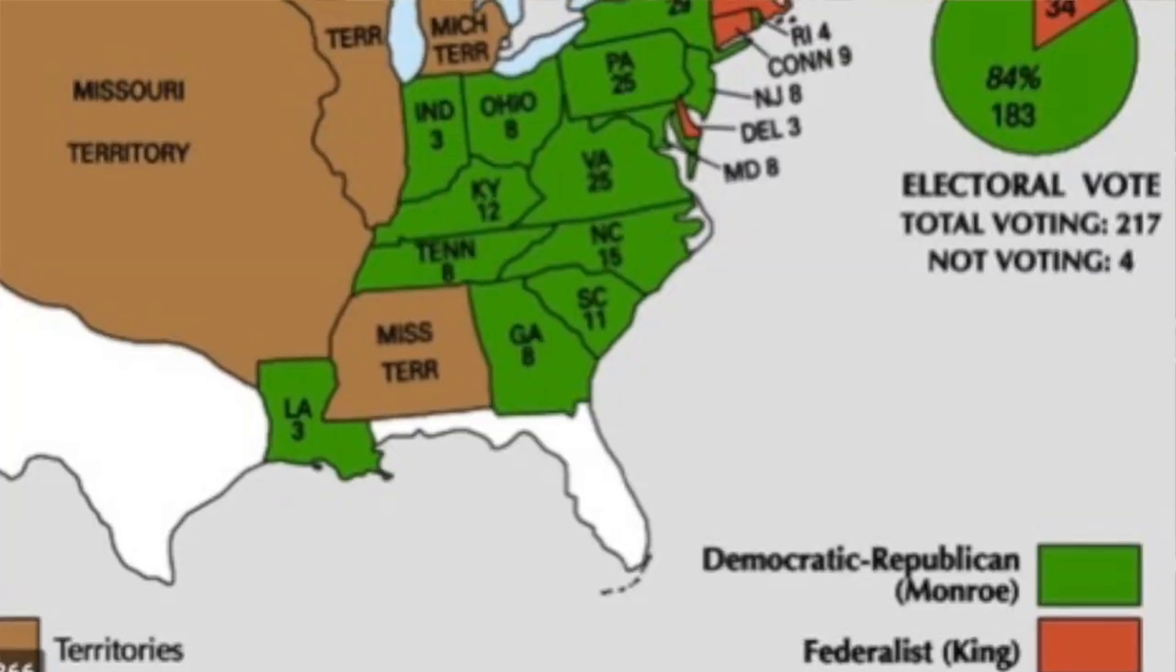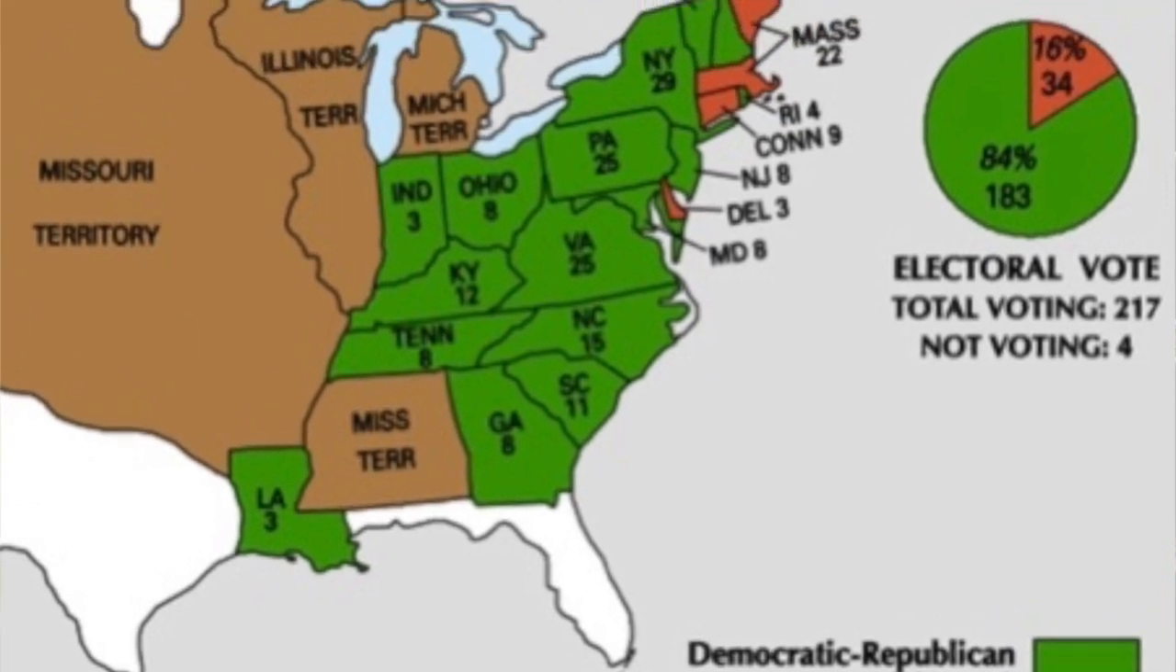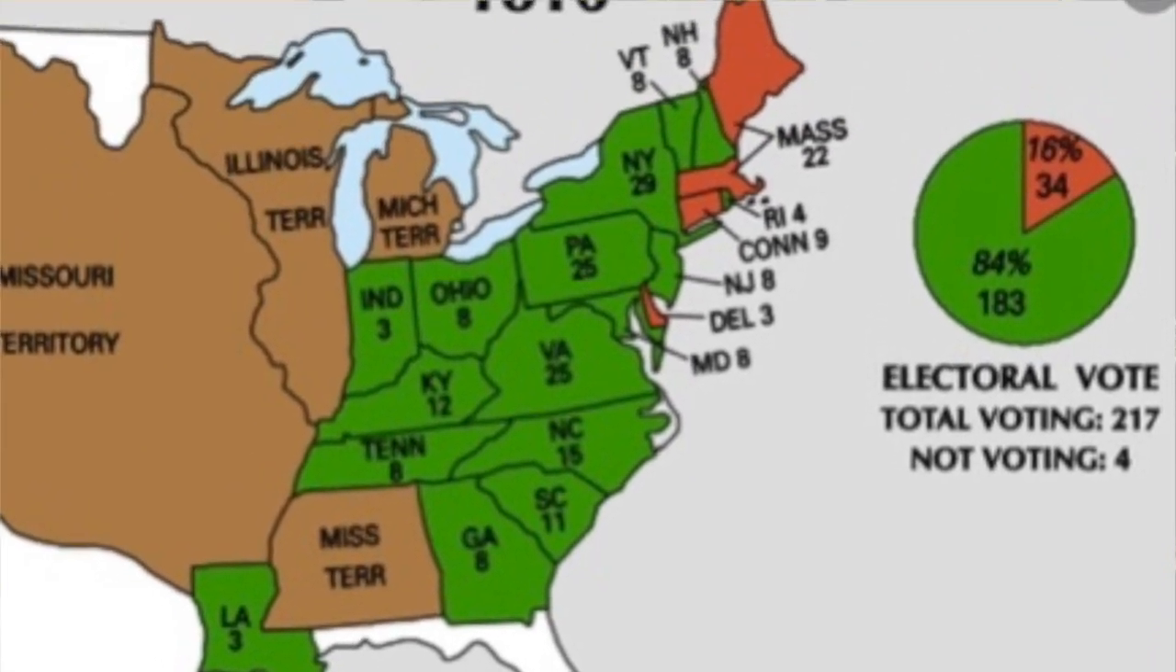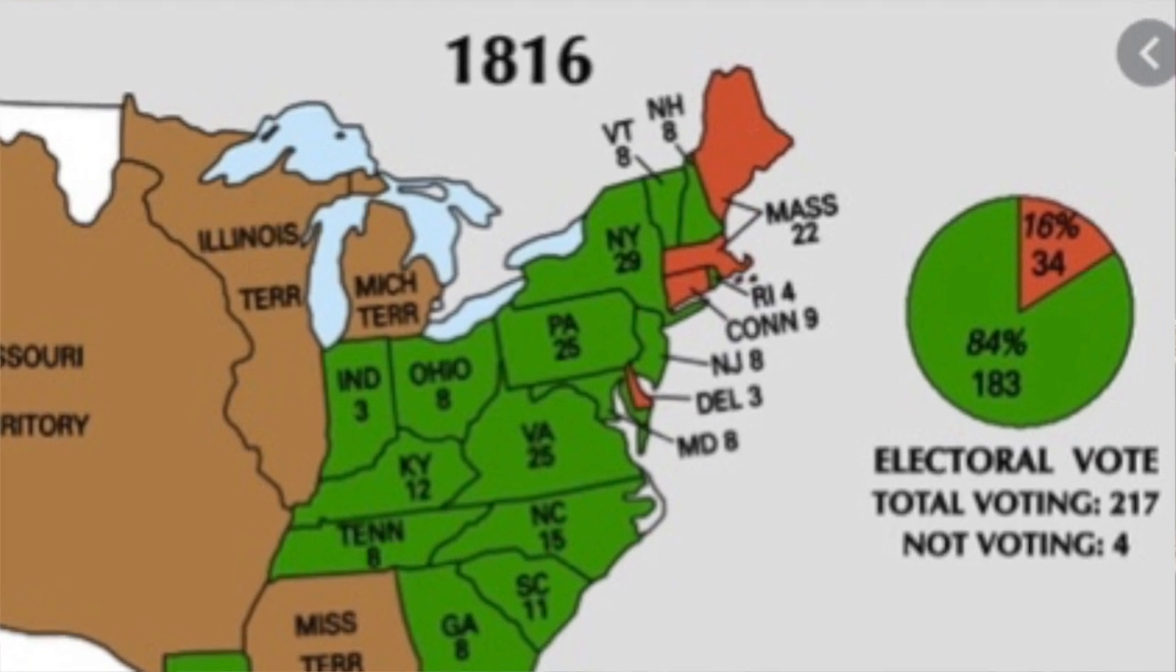Americans turned on them after this. They run a candidate in 1816. They run a candidate for president named Rufus King. He'll be crushed by James Monroe. Something like, I think it was 183 electoral votes to 34 electoral votes for King.